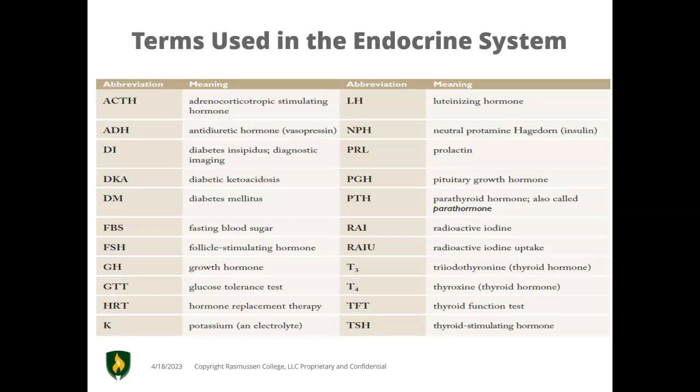For this one, these are some common abbreviations that you're going to see within the endocrine system. Most of them are related to hormones of some kind. However, ACTH is probably one of the most important. That is produced by your adrenal cortex, so that adrenal gland with the kidneys. ADH is produced in the kidneys. LH and FSH are produced in the ovaries and testes. TSH, T3, and T4 are all produced by the thyroid.